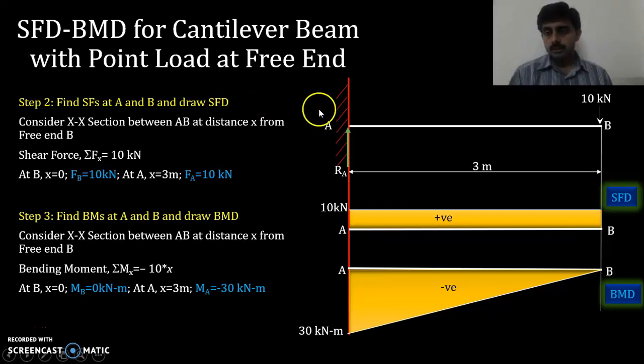If you observe here, when there is a point load acting on the cantilever beam at its tip, shear force is a constant value throughout, whereas the bending moment is linearly varying. If you remember our earlier discussion on UDL acting on the cantilever beam, shear force was linearly varying and bending moment was a parabolic variation. But here, when it is a point load, shear force is a constant value and bending moment is a linearly varying value.